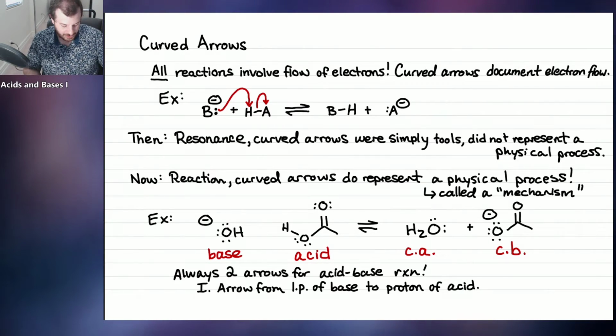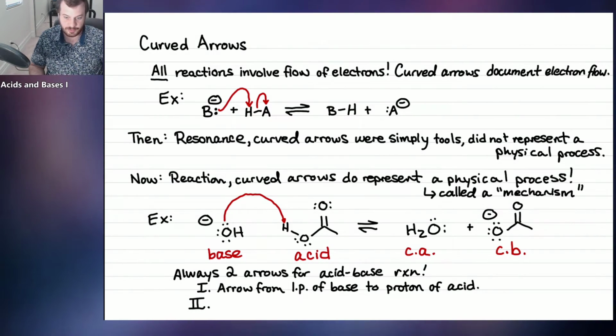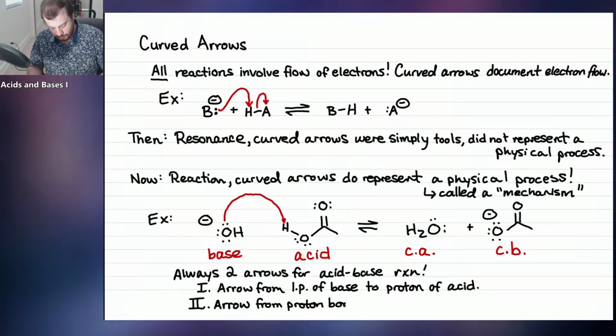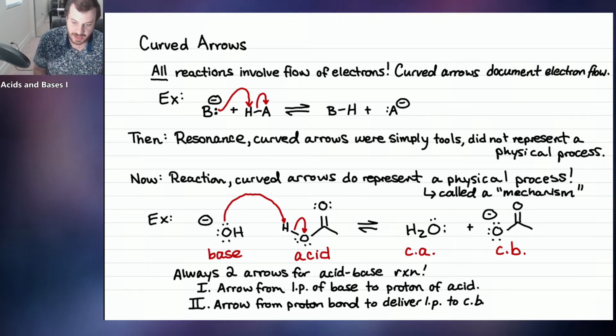Okay, so let's draw that right now. We'll take the arrow starting from one of the lone pairs of our base, and it'll point towards the proton of our acid. Arrow number two, it's an arrow from the proton bond to deliver the lone pair to the conjugate base. Okay, so let's draw the second arrow. It's starting from the proton bond to the atom that the proton is attached to, to create another lone pair for our conjugate base. Notice that on our conjugate base, on this oxygen, there's two lone pairs, but after this arrow occurs, there's now three lone pairs. So that arrow represents the movement of two electrons.